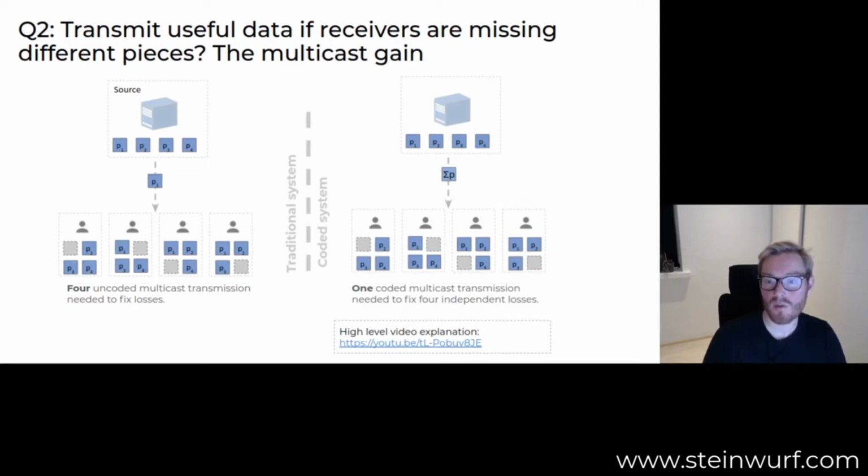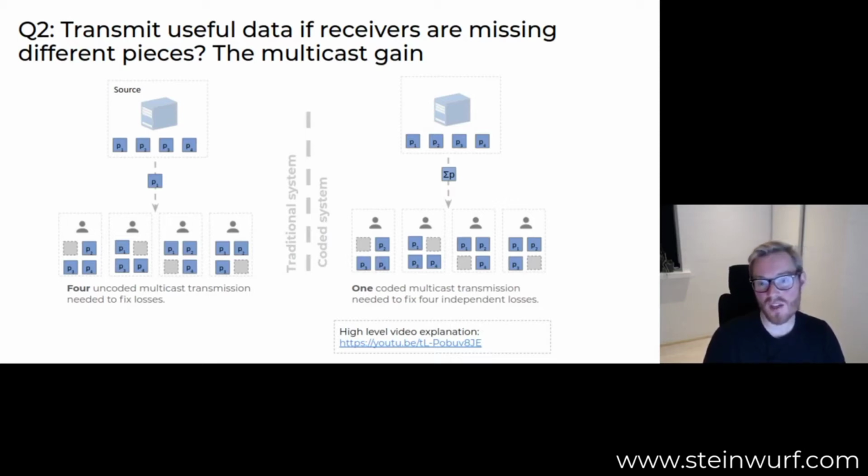So this means that with a single coded transmission or a single equation, I can fix all of the packet loss at all of the receivers at the same time. And we sometimes call this the multicasting gain. This is one of the key features of using an erasure correcting code in these types of systems.